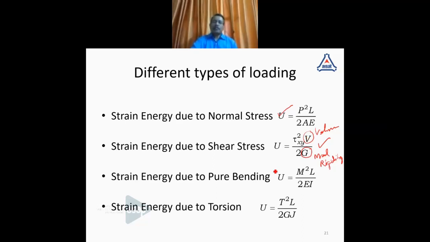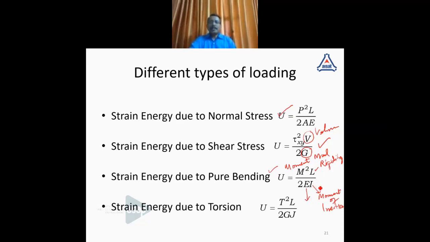Now in the case of bending, here it is M squared L by 2EI. M is the moment which is applied, L is the length of the beam, E is the modulus of elasticity, and I is the moment of inertia. A similar expression you may have studied in your MOS class.